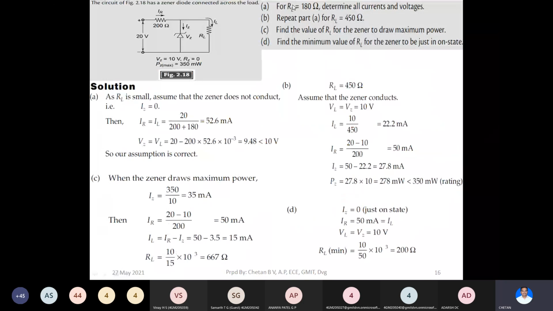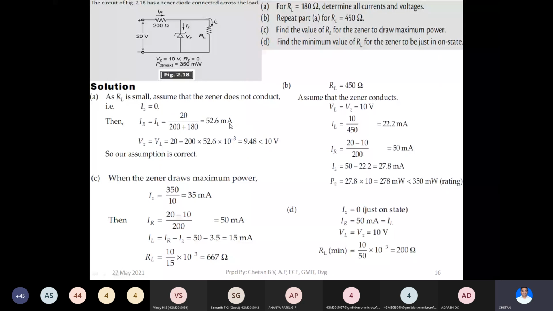As this is a very small value, we have assumed initially that this Vz is not on, or it is not reverse biased, hence the value of Iz is 0. Therefore, considering that, we have found out the value of IL. As this Iz becomes 0, IL will be exactly equal to IR, and you can find out the value of current by dividing the voltage by total resistance. Total resistance is 200 plus 180, as the same current flows through both resistances. So you found out that current to be 52.6 milliampere.